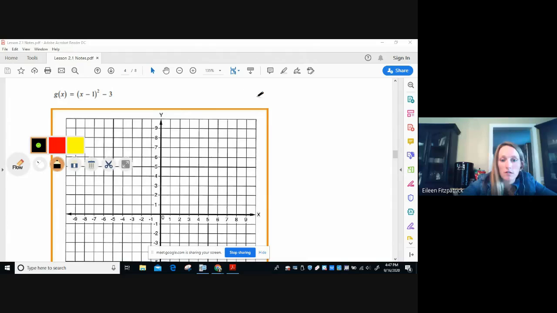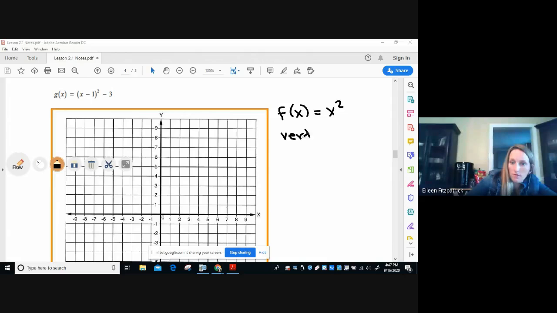So the parent function is always the same. The parent function is f of x equals x squared. Keep in mind that the vertex for the parent function is 0, 0. The parent function's key points are always going to be the same. So it's 0, 0. Then it's out 1, up 1, because 1 squared is 1. Then it's out 1, up 1, because negative 1 squared is 1. Then it's out 2, up 4, because 2 squared is 4. And then to the left 2, up 4, because negative 2 squared is 4.